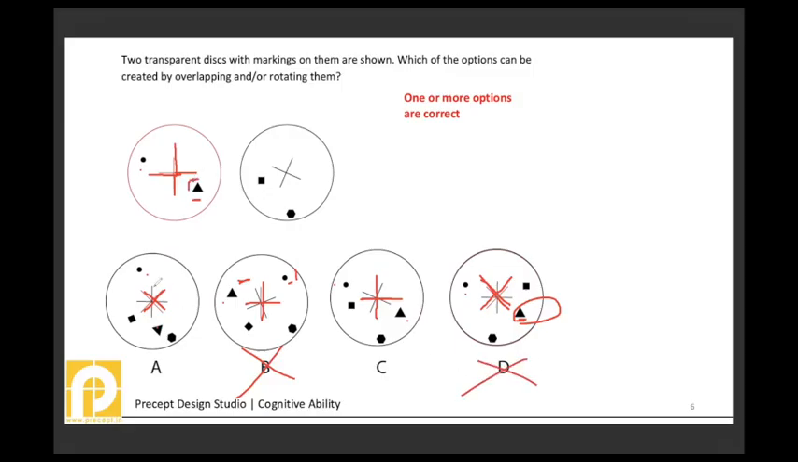Now we'll check the black one. With reference to the black one, square and hexagon are in adjacent quadrants. Here, square with reference to the black one is fine. Square and hexagon are fine. And also in C, the square and hexagon positions with reference to the black lines are okay. So A and C are the right answers here. A is fine and C is also fine, therefore. We'll move to the next one now.